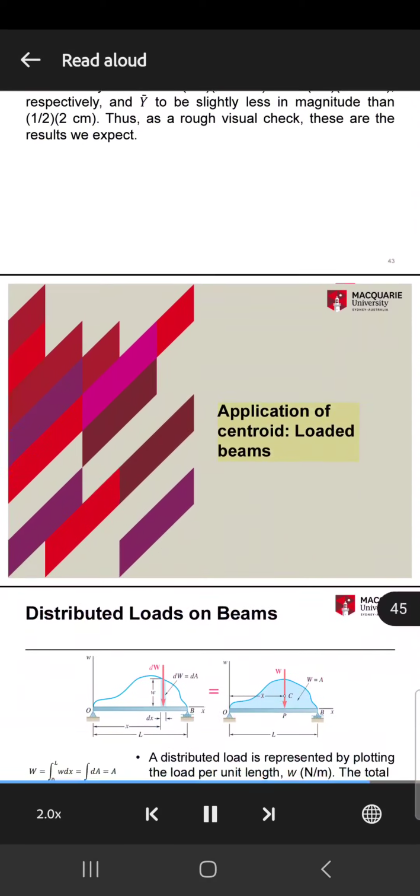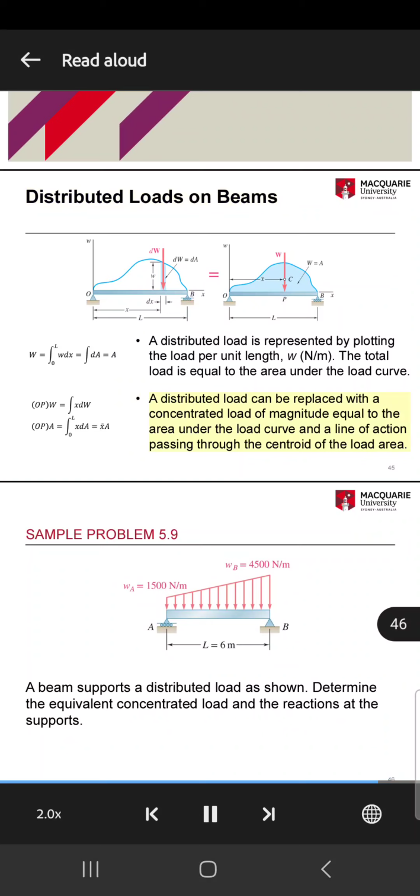Application of centroid. Loaded beams. Distributed loads on beams. A distributed load can be replaced with a concentrated load of magnitude equal to the area under the load curve and a line of action passing through the centroid of the load area.